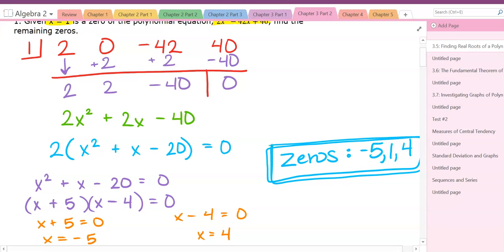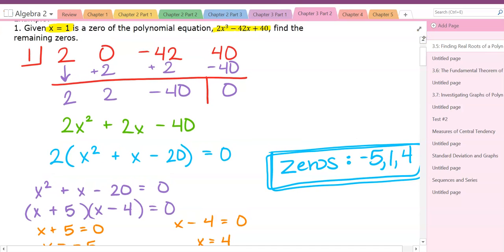Couple things that you could do to check this. First thing is you could take those zeros, the negative 5, the 1, and the 4, and plug them back into that function up there, and you should get a 0 when you do that. When you take 2 times one of those numbers to the third power, minus 42 times one of those numbers, plus 40, it should come out to be 0 when you plug them in.